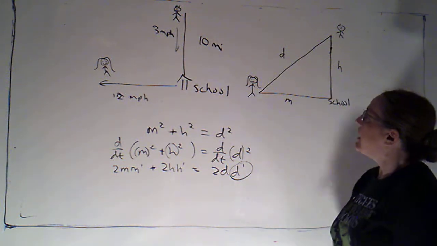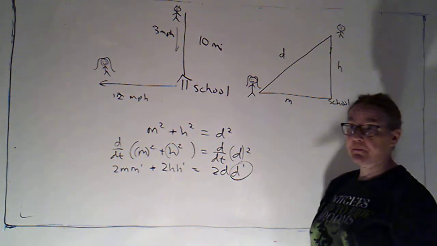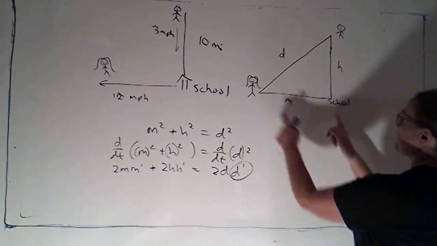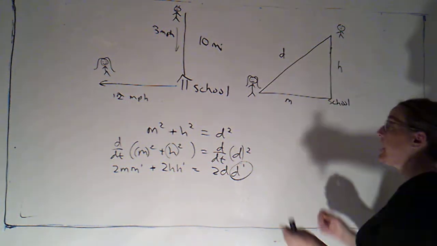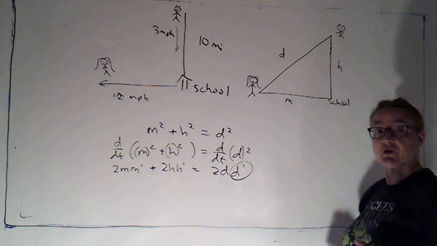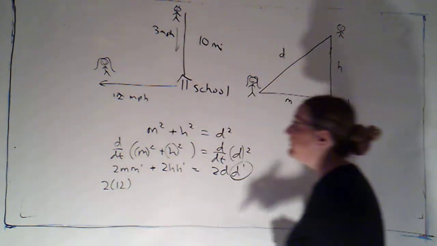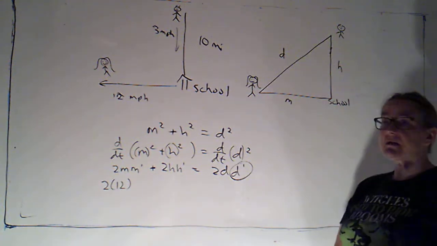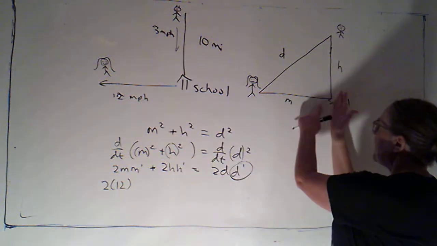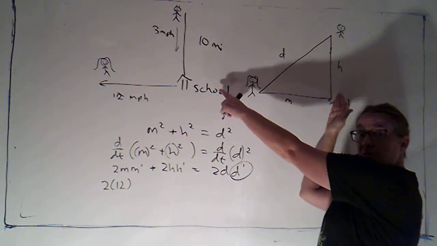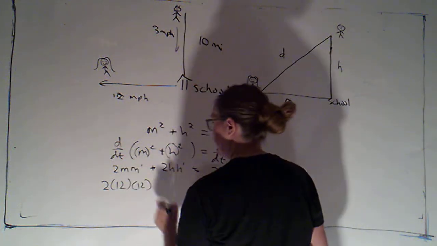Okay. Now, remember, they left at noon, and we were asked about what happened 1 hour later. So, after 1 hour has passed, if Maude was going at 12 miles an hour, she will have gone 12 miles, and since she started at school, that's her distance from school. So I'm going to have 2 times 12, and then M prime is how fast Maude's distance was changing. Now she's traveling at 12 miles an hour, and I can see her distance from school is increasing, so her derivative should be positive, so that's going to be 12.